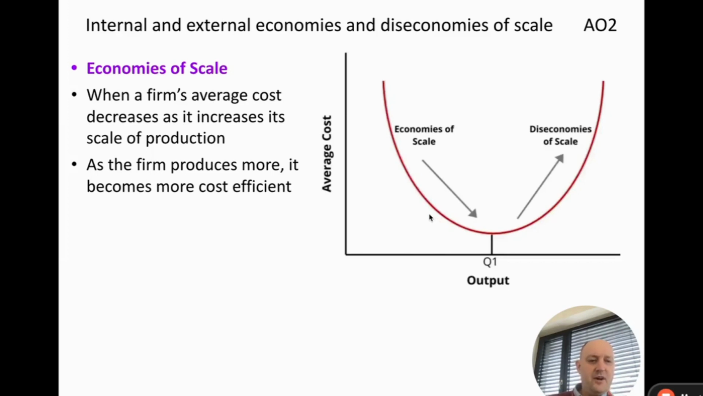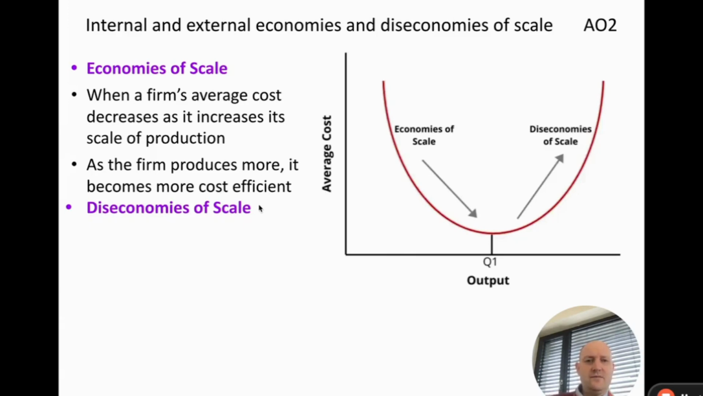So just to clarify, this doesn't mean that total costs are going down. Sometimes people think, as we produce more, we can see the total costs are going down. It doesn't mean that. As we produce more, the total costs are still going up, but it's the cost of producing one item that is going down. And so basically, as the firm produces more, it's becoming more cost efficient.